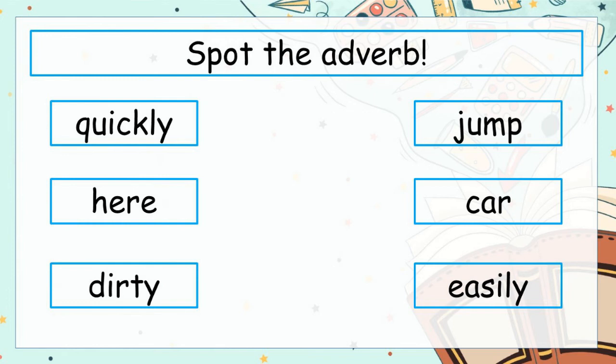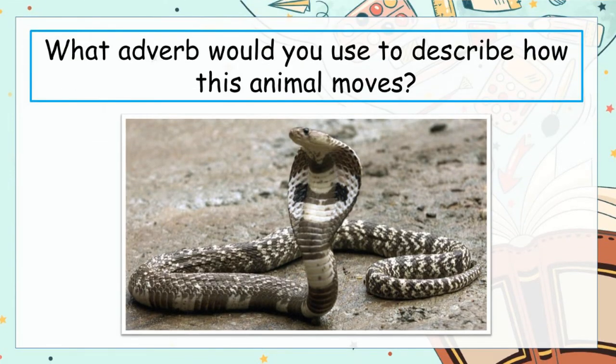Well, how did you get on? Adverbs are a lot trickier to spot than the other types of words. So our 3 adverbs were quickly, because that tells us how something was done. He talked quickly. Our second adverb was here, because that tells us where the action took place. He jumped here. And finally, our last adverb is easily, because again it tells us how the action took place. He won easily.